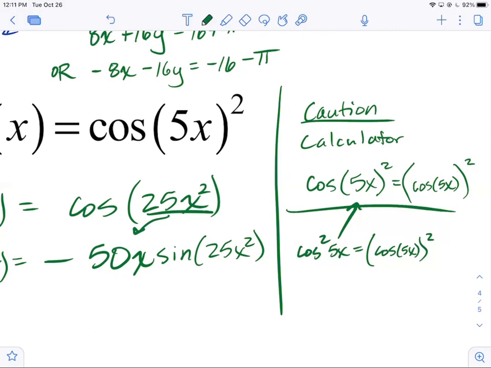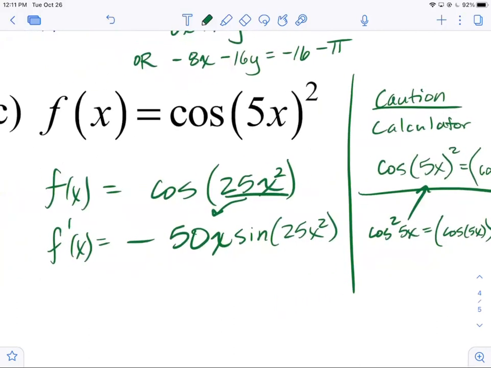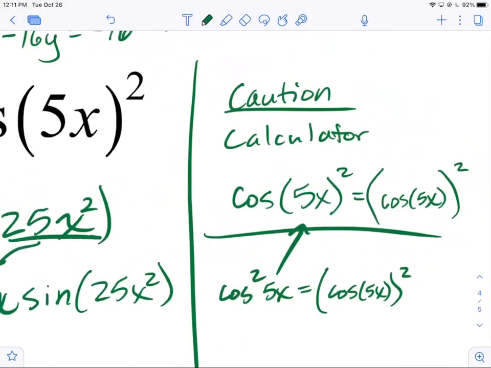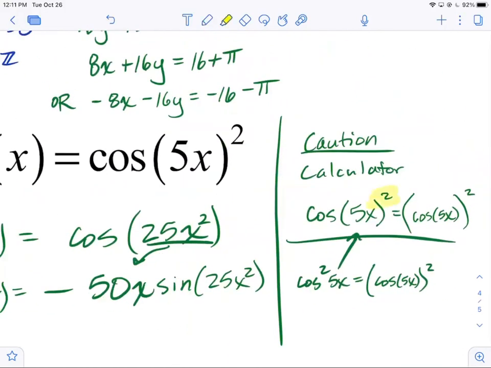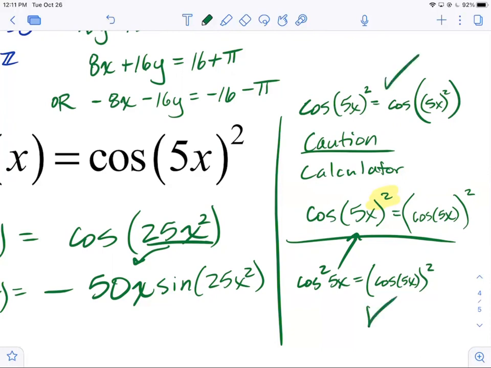Your calculator does that, but we don't ever write it like that on paper or anything. If we're ever writing it like this, we're always going to interpret it to be this, right? Cosine of 5x squared, we interpret it to be cosine of 5x squared, like that. But we don't need those extra set of parentheses except for clarification. So this is true, and then this is your calculator's lie. Let's put that there. It's a calculator lie.